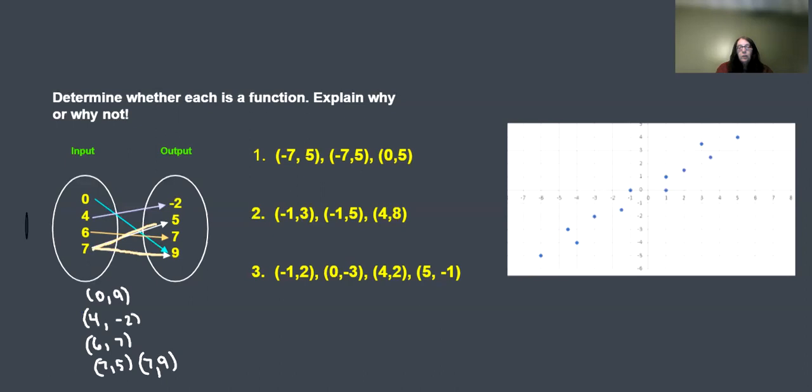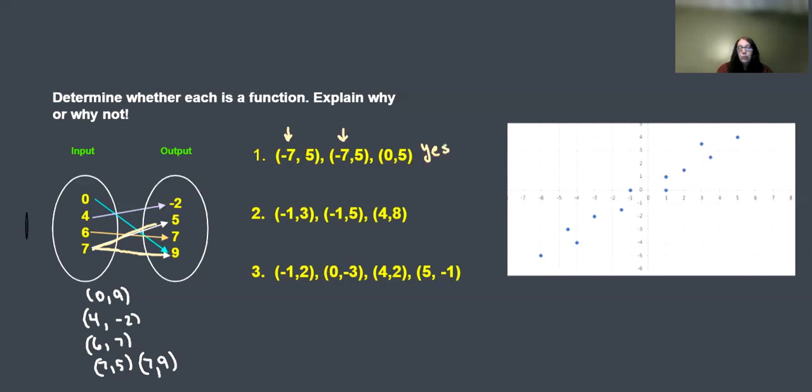Let's take a look at this set of ordered pairs here. When I look at your x values, if they're all different, it's automatically a function. But if they're not all different, then you need to look at the y values. So here I've got a -7 and a -7. So now look at the y values. Are they different? No, they're the same y value. So yes, this is a function.